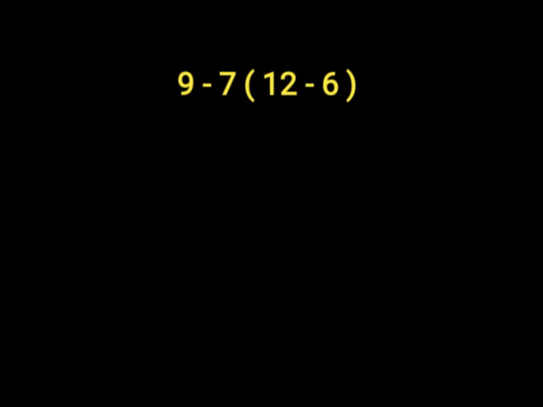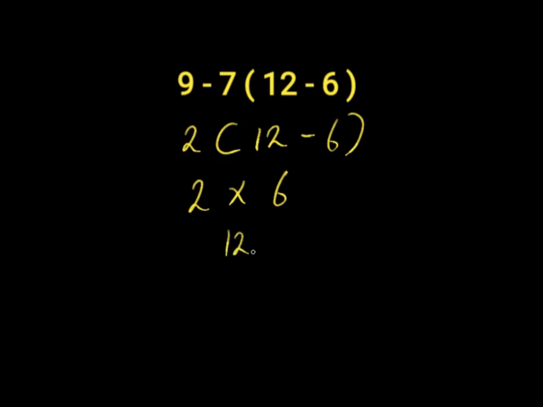9 minus 7 (12 minus 6). 9 minus 7 will give us 2. Then we have 2 (12 minus 6). Now we are going to solve our parentheses. 12 minus 6 will give us 6. Then we have 2 times 6. 2 times 6 is equal to 12.